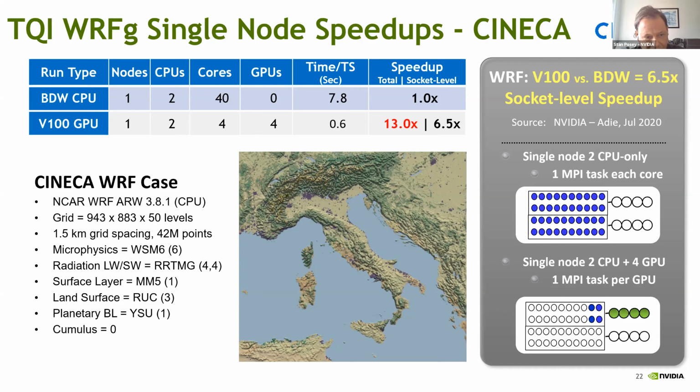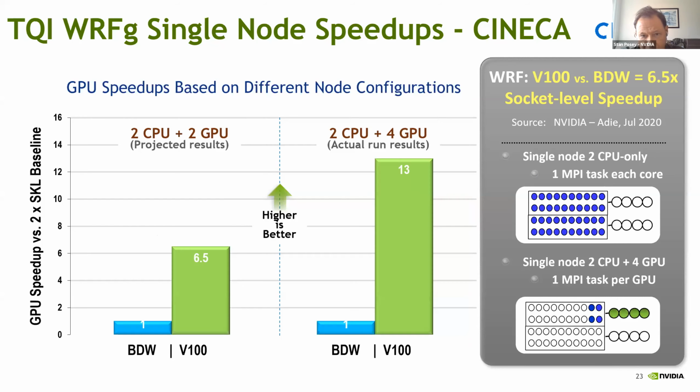We're going to continue to scale this later on their system called Marconi 100, which is a sort of Summit-like architecture, but it has IBM-based P9 CPUs along with 4 V100 GPUs. And this work was to prepare for that as we move forward. This gives you just a view of that from projected results socket to socket versus actual run results that we achieved, the 13x speed up, using 4 GPUs against 2 CPUs.